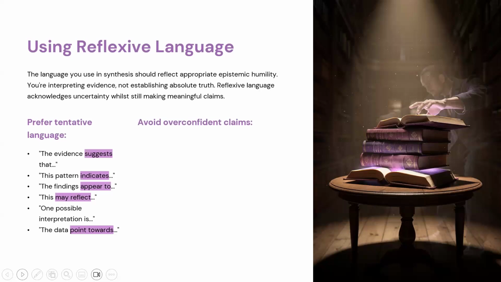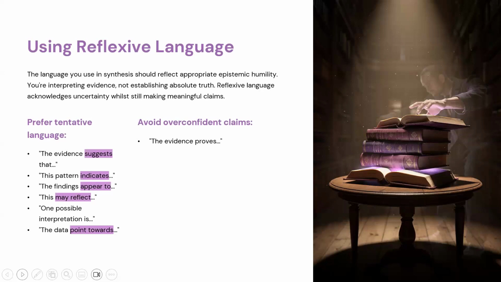So in all of these, you'll notice that the verbs that are actually employed: suggest, indicate, appear, reflect, or the way that is actually framed, possible interpretation, point towards. All of this is very cautious language, and it's deliberately very cautious because, again, we don't want to overstep and potentially draw conclusions that cannot be substantiated by the data.